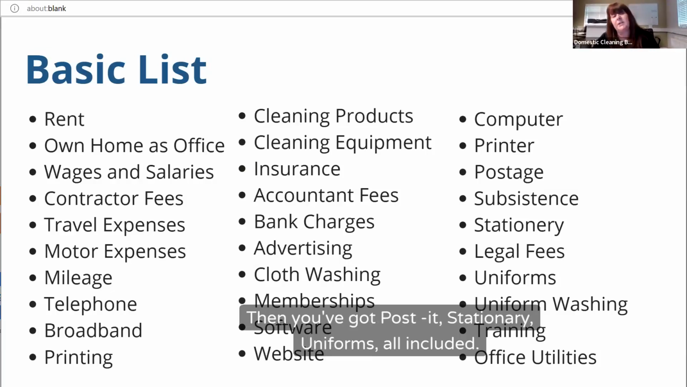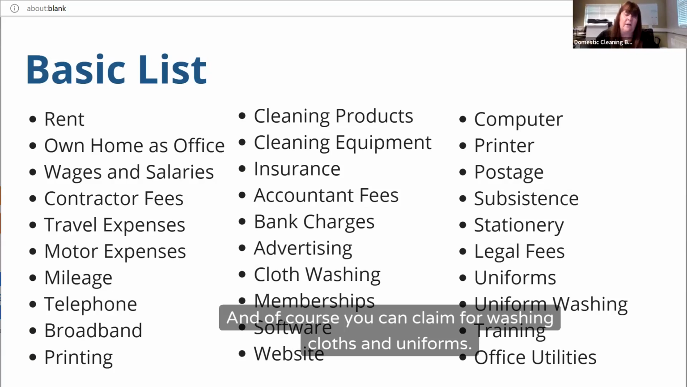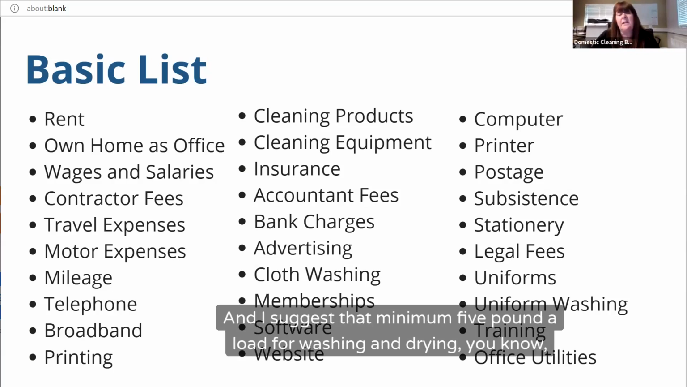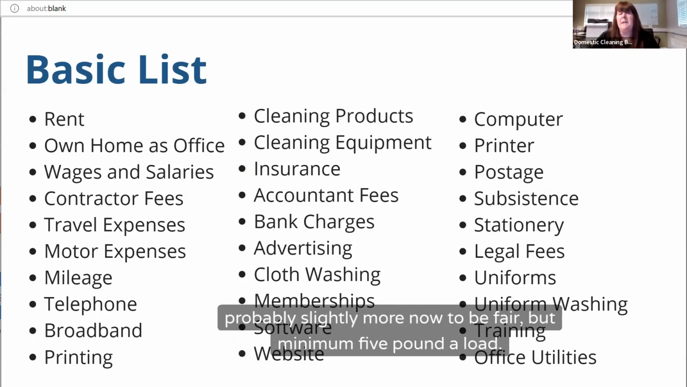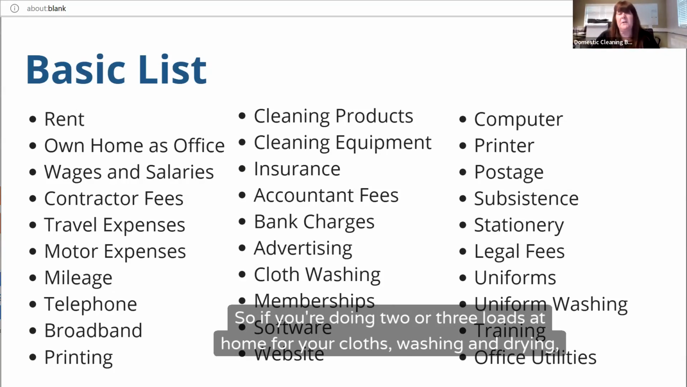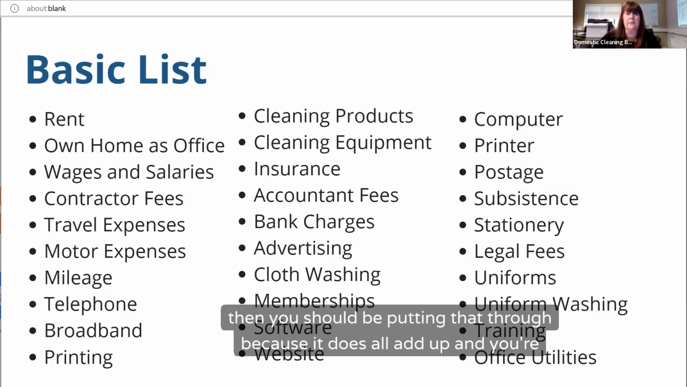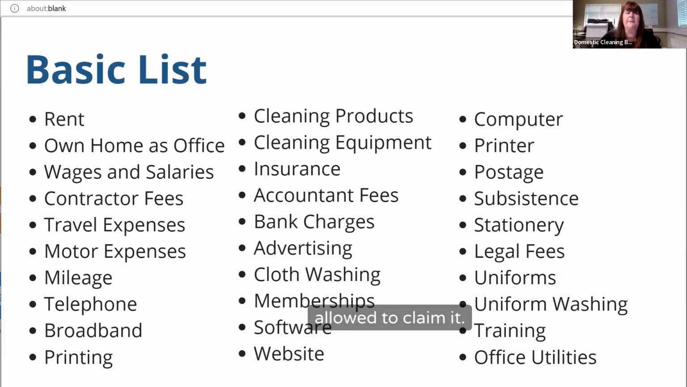Then you've got postage, stationery, uniforms, all included. And of course, you can claim for washing cloths and uniforms. And I'd suggest that minimum £5 a load for washing and drying, probably slightly more now, to be fair, but minimum £5 a load. So if you're doing 2 or 3 loads at home for your cloths, washing and drying, then you should be putting that through, because it does all add up and you're allowed to claim it.